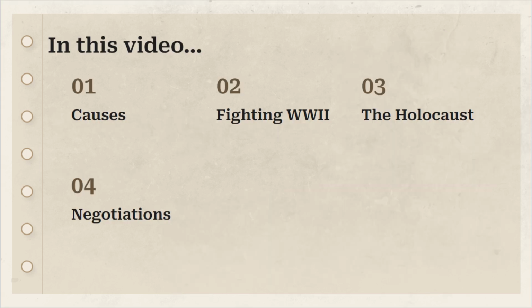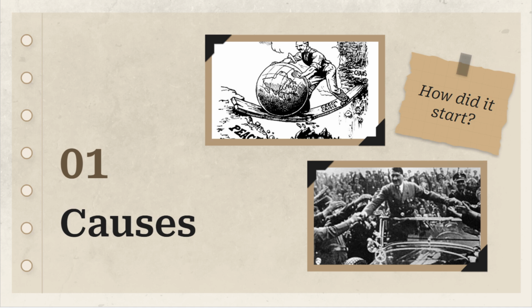We'll start by looking at the causes of World War II, then how the fighting played out across different fronts, the horrors of the Holocaust, and then the negotiations that shaped the post war world and led us directly into the Cold War. Let's begin with our causes.